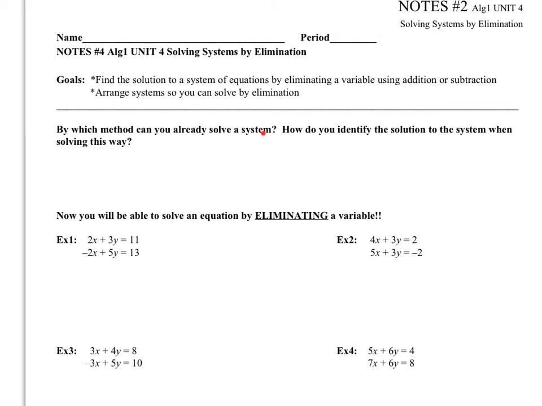By which method can we already solve a system? We can already solve a system using the graphing method. This is where we graph two lines and identify the point of intersection.